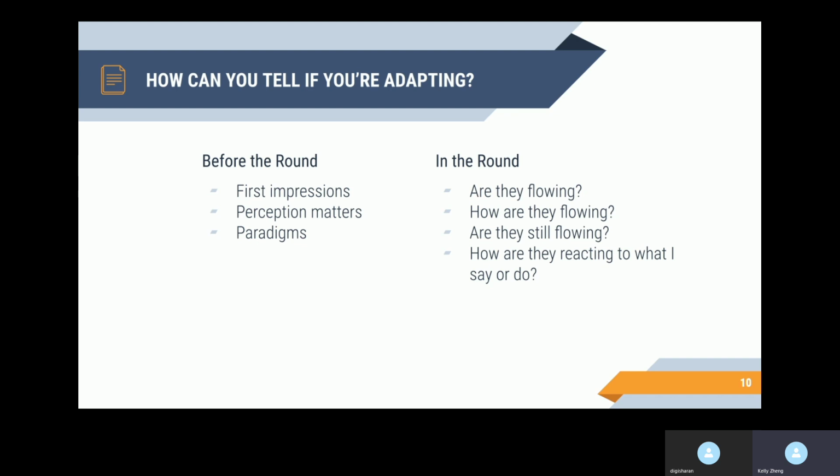And then last thing is how can you tell if you're adapting? So before the round, first impressions are really important. The moment you walk into a round, your judge is probably watching you. This is really true for a lay judge or a parent or a less experienced person. Sometimes for flow judges, they don't really care. But regardless, your first impression really matters. The way that you carry yourself, the way that you conduct yourself is super important.